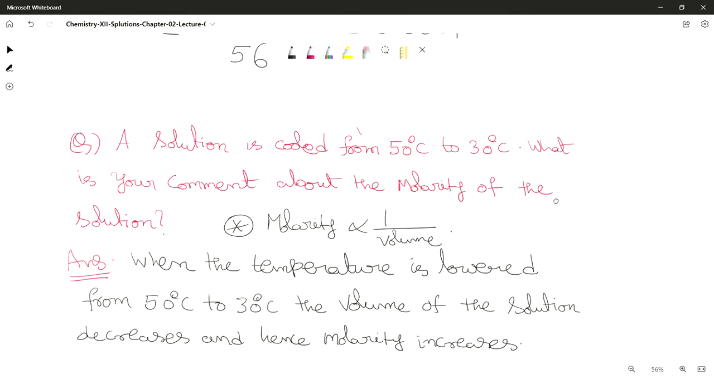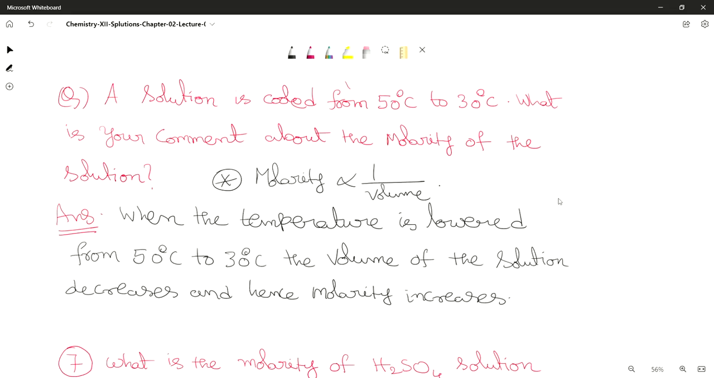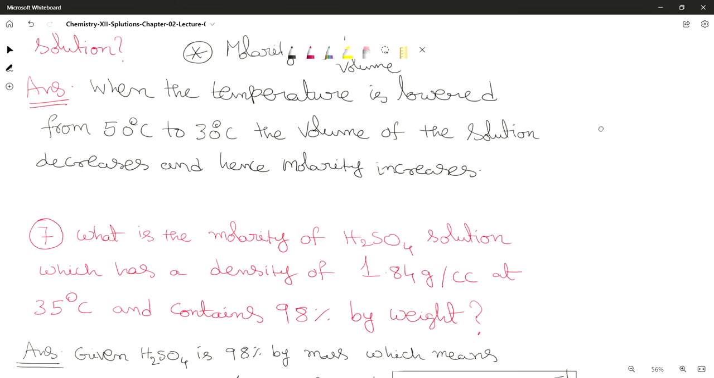So let's move on to the next one. A solution is cooled from 50 degrees centigrade to 30 degrees centigrade. What is your comment about the molarity of the solution? See, the molarity is inversely proportional to the volume. When the temperature is lowered from 50 to 30, the volume of the solution decreases and hence the molarity increases. So that's the idea.